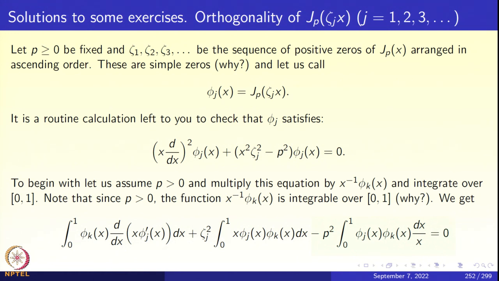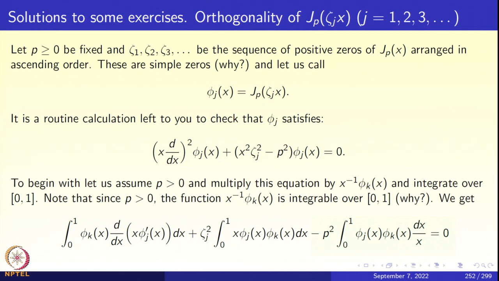So when I divide by x, I'm going to get 1 upon x to the power 1 minus p. That's certainly an integrable function. So the 1 upon x is not going to cause any problems as far as integrability is concerned. So this is integrable. So what happens to the differential equation? Integral 0 to 1 phi k d/dx of x phi j prime (x), because 1 by x cancelled out, plus the middle term zeta j squared x phi j(x) phi k(x), minus the last term p squared integral 0 to 1 phi j(x) phi k(x) dx by x, equal to 0.